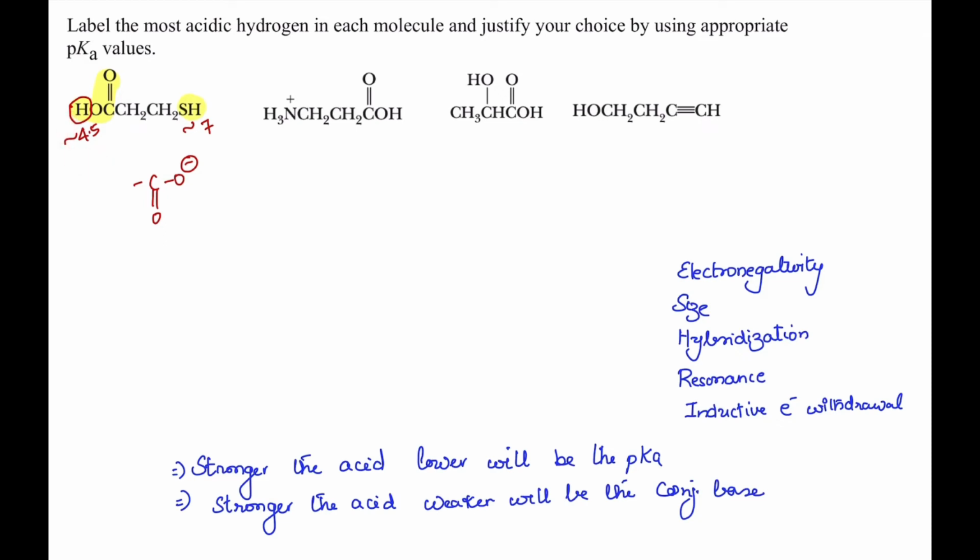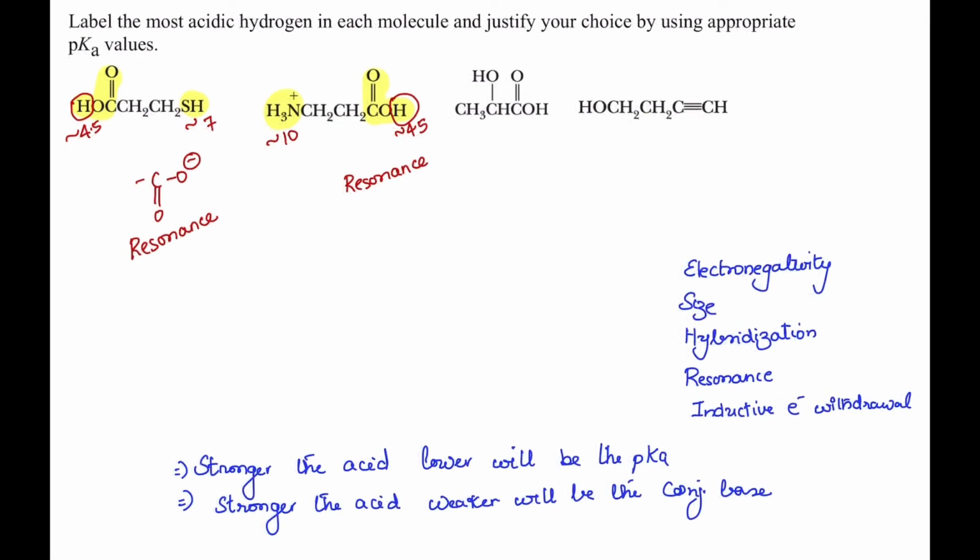Now let's take a look into the next compound. The next compound has a protonated amine and a carboxylic acid. The pKa value for the protonated amine is roughly about 10. For the carboxylic acid, it's about 4.5. Again, we already know that the carboxylic acid is the one that's going to lose the proton. Here again, resonance plays an important role. So in both of these compounds, resonance is the reason for it to have a lower pKa value.